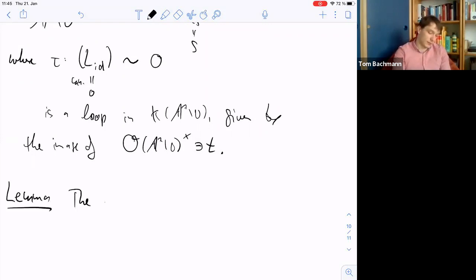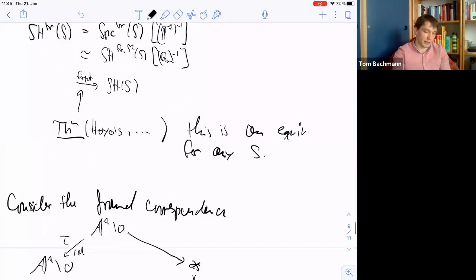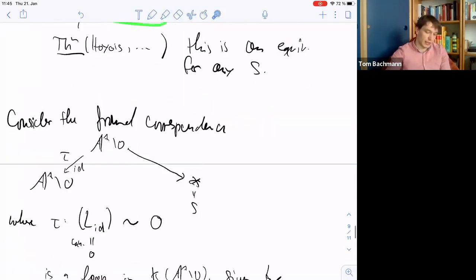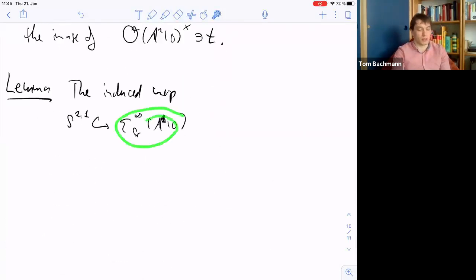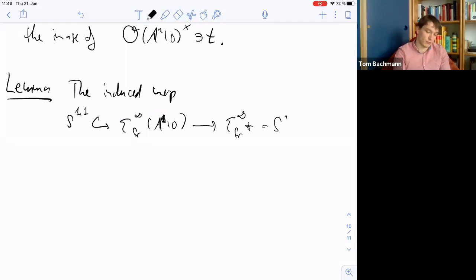The induced map, where I take the 1-1 sphere, and I can include this into sigma infinity framed of A1 minus 0, right? So now I'm using implicitly this equivalence here, I suppose. And notice that sigma infinity framed of A1 minus 0 means sigma infinity plus of A1 minus 0. So it's not the same thing as S11, but it has S11 as a summand. Okay, and then it's going to map to sigma infinity framed of star, which is S0, or the unit, right?